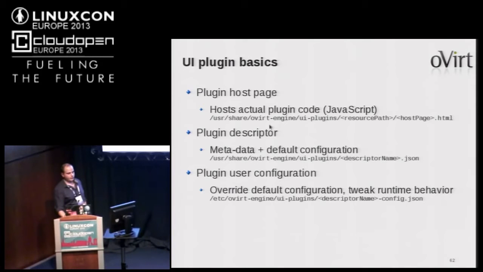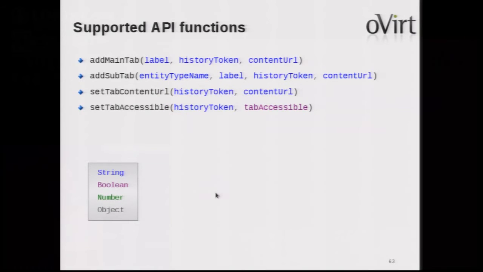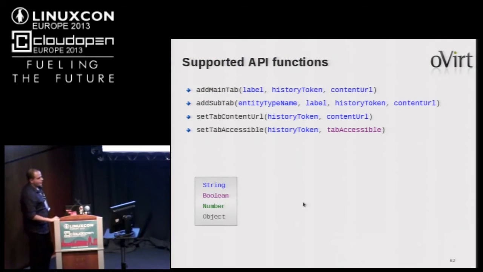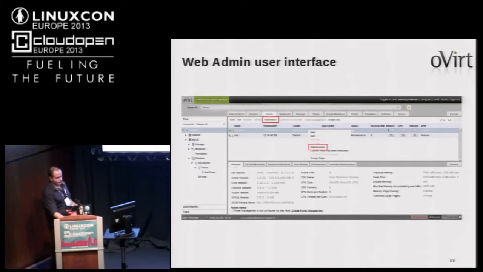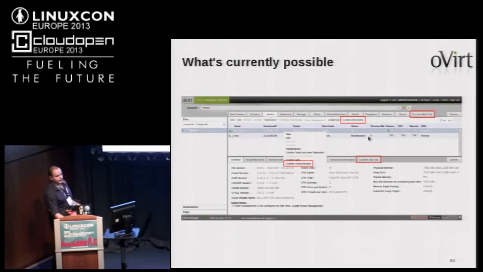The location of the plugins is /usr/share/ovirt-engine/ui-plugins. The configuration file is also in that directory, using a JSON file. And if we want to override the configuration, it's in /etc/ovirt-engine. I'll show examples. I know it's a bit confusing for now, but I will show you. I will go over the API and then I'll show some examples. So basically what we allow you to do is to add a new main tab, to add a new sub-tab. Again, sub-tabs are the tabs that are available when you select a specific entity in the main tab.